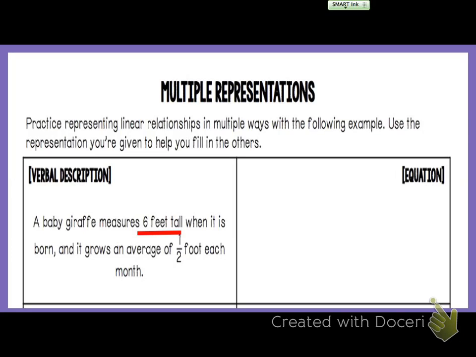So we're going to first read the verbal description. It says a baby giraffe measures 6 feet tall when it is born, and it grows an average of 1/2 foot each month. So important things that need to be underlined is the fact that the giraffe, when it was born, was 6 feet tall, and that it is growing 1/2 foot each month.